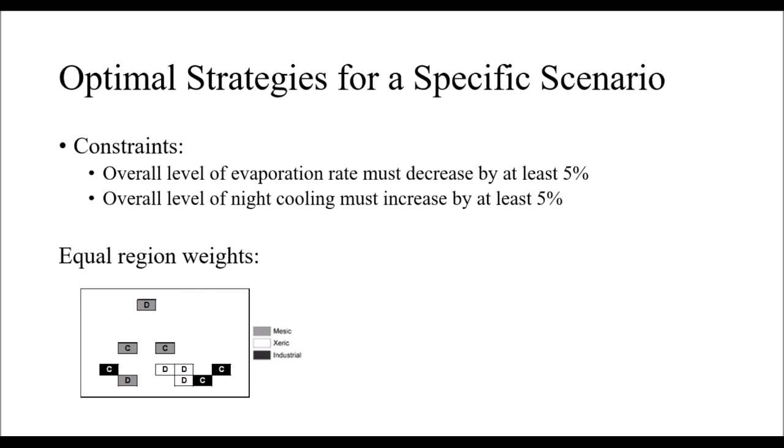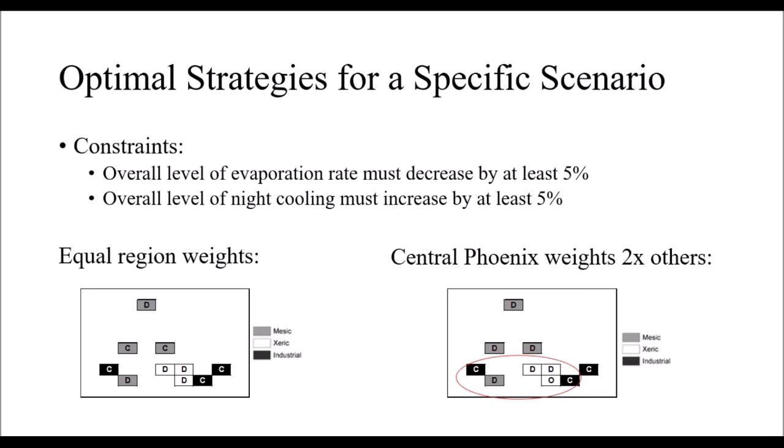But of course, we don't necessarily know that the weights are going to be considered equal by the decision makers for this overall strategy. So for instance, if the central Phoenix weights were twice the weights of the other regions, and I've just tried to indicate which regions are actually in central Phoenix. I don't know if there's an official boundary. I'm sure people who know Phoenix better than I do might dispute something there. But roughly, those are the ones that are in central Phoenix.